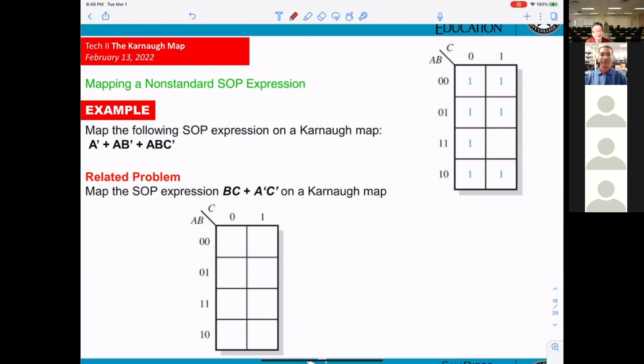First thing you see, not A, right? When you see not A, you don't see any B, C. That means B and C, they don't care. So wherever you get not A, you enter 1. Not A right here, you enter 1. Not A here, right? That's 1 as well, and that will be 1.